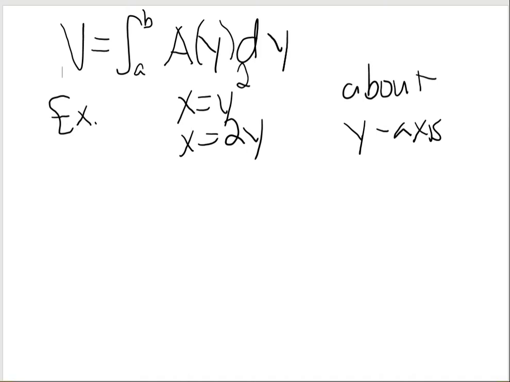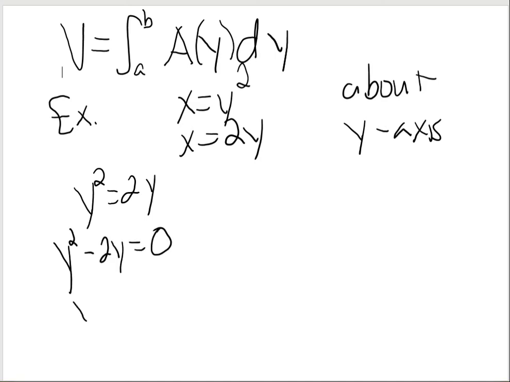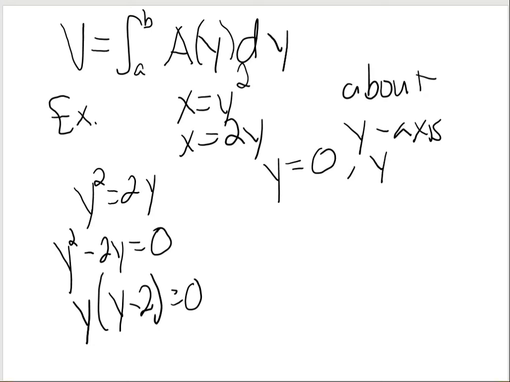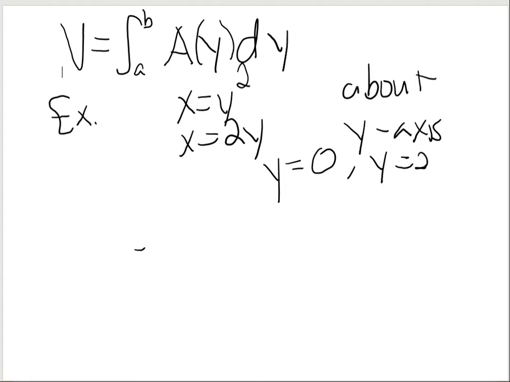So we can see where they intersect by setting them equal to each other and solving. We factor out a y, you get y minus 2 equals 0, which means y equals 0 or y equals 2. That gives us bounds for integration. Now we have to think which function is the quote-unquote on top function. Remember from last section I said what might help you to see which one's on top and which one's on bottom is to switch the x and the y.